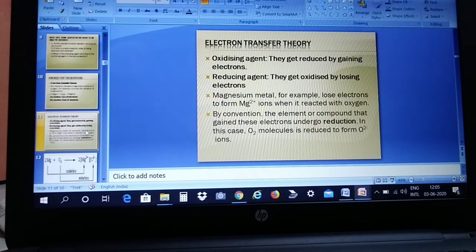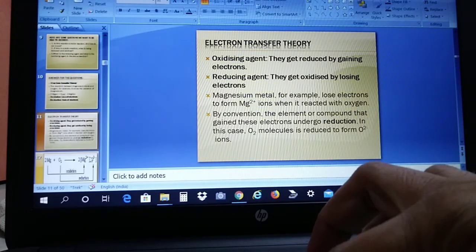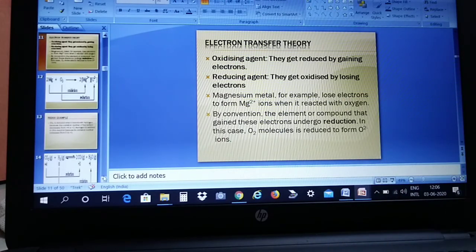In electron transfer theory, oxidizing agents get reduced by gaining electrons, and what is a reducing agent? They get oxidized by losing electrons. So here magnesium metal, for example, loses electrons to form Mg2+ ions when it reacts with oxygen. By convention, the element or compound that gains electrons undergoes reduction. So in this, the oxygen molecule is reduced to O2- ion, so it becomes negatively charged. Is it clear, children? Are you writing it in your book? Yes? Okay.